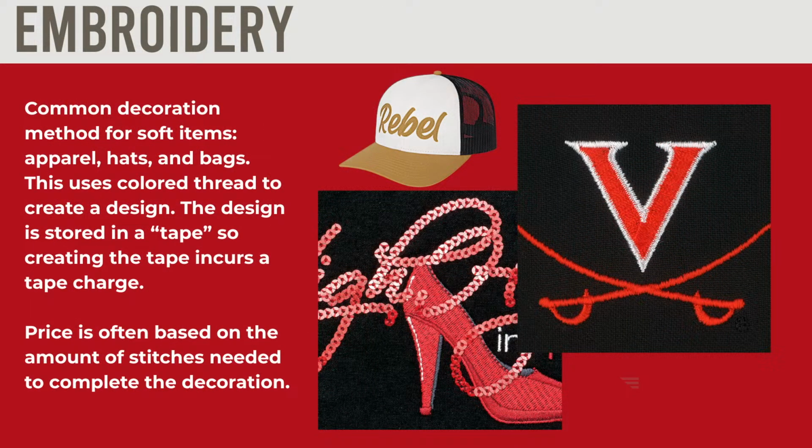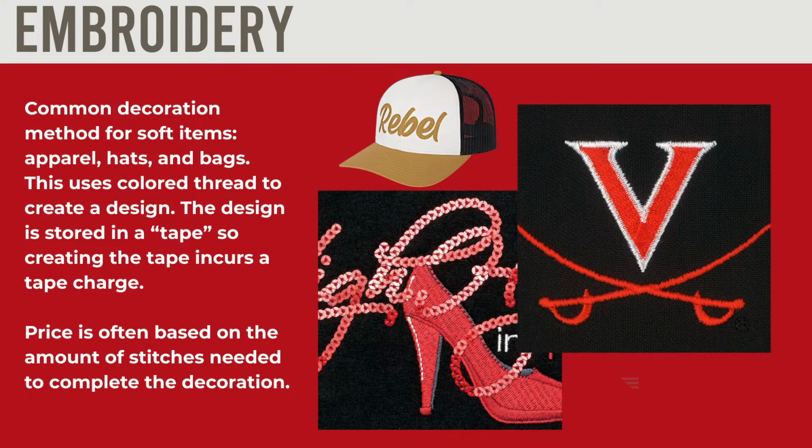Okay, embroidery, a common decoration method for soft goods, apparel, hats, bags. We're using colored thread to create the design. The design is stored on a tape. You might often hear us call it a DST file, which is a digital stitch file. And that we put into a machine. That machine then tells our embroidery machine what stitches are supposed to be put down, which color is supposed to be put down at what time. Usually with embroidery, you can do up to 9 colors, depending on how many spools are on the embroidery machine. But on average now, 9 colors within one logo.